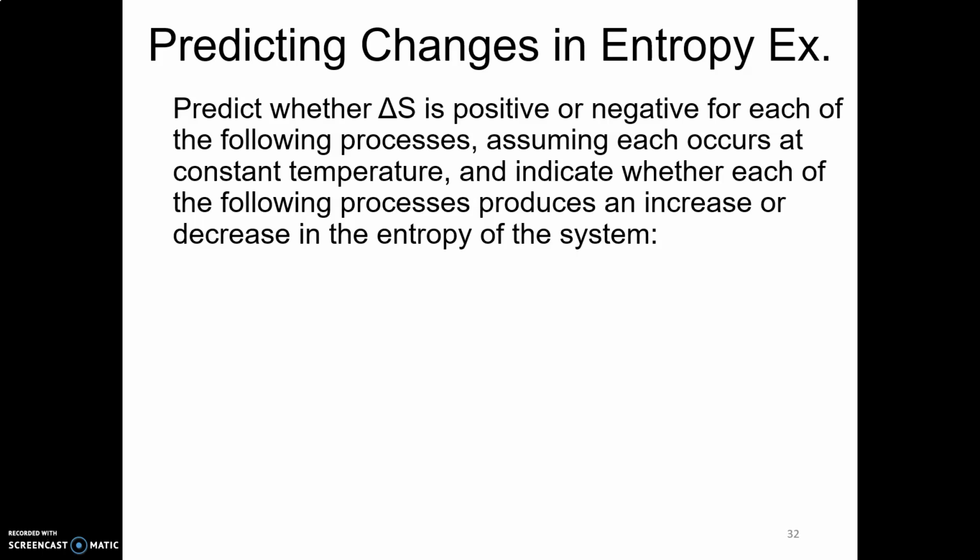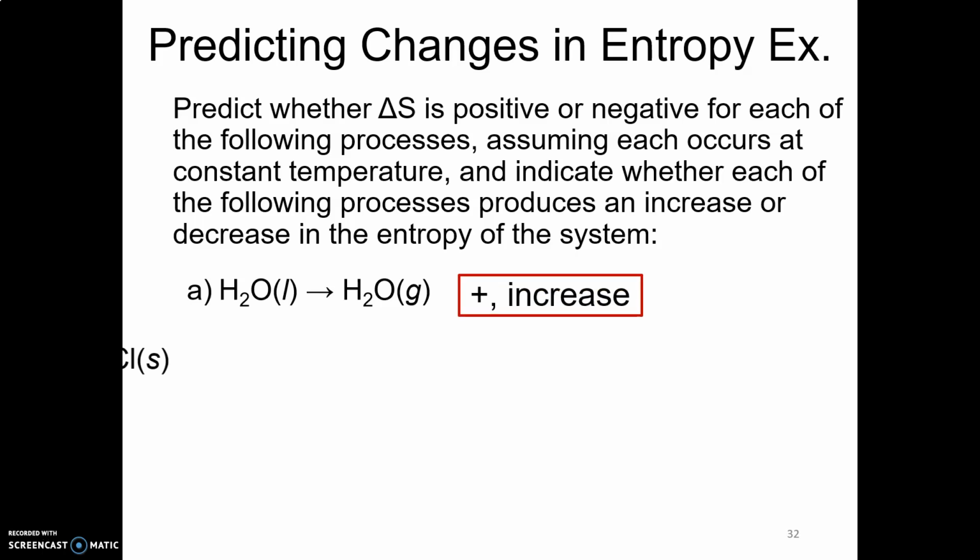So let's look at our first example here. All right, so liquid water to water vapor. We're increasing entropy, so delta S should be positive. Going from an aqueous silver ion to an aqueous chloride ion to make solid silver chloride. You've gone from 2 moles to 1. That's a decrease in entropy, so negative.